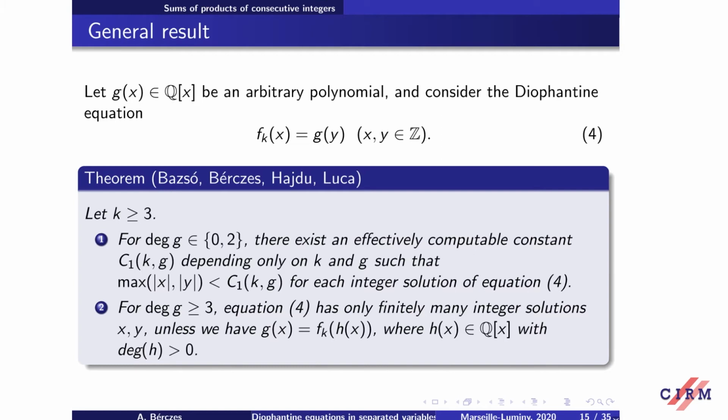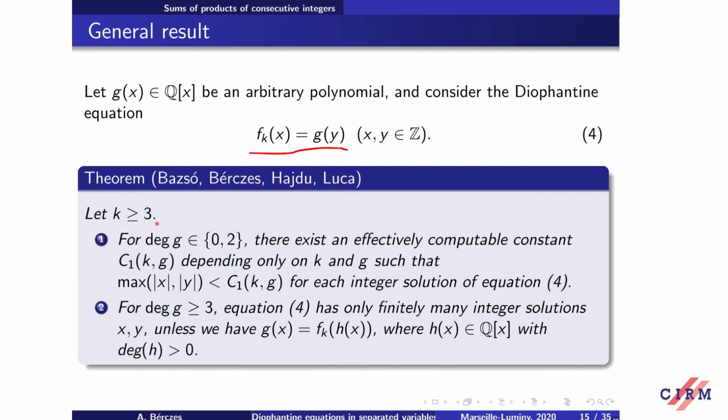This theorem was used to prove the second part of the following more general result. Let g of x be a polynomial with rational coefficients, and consider the Diophantine equation Fk of x equals g of y. So now the right-hand side is an arbitrary polynomial, and on the left-hand side we do have this polynomial, which is the sum of products of consecutive integers.